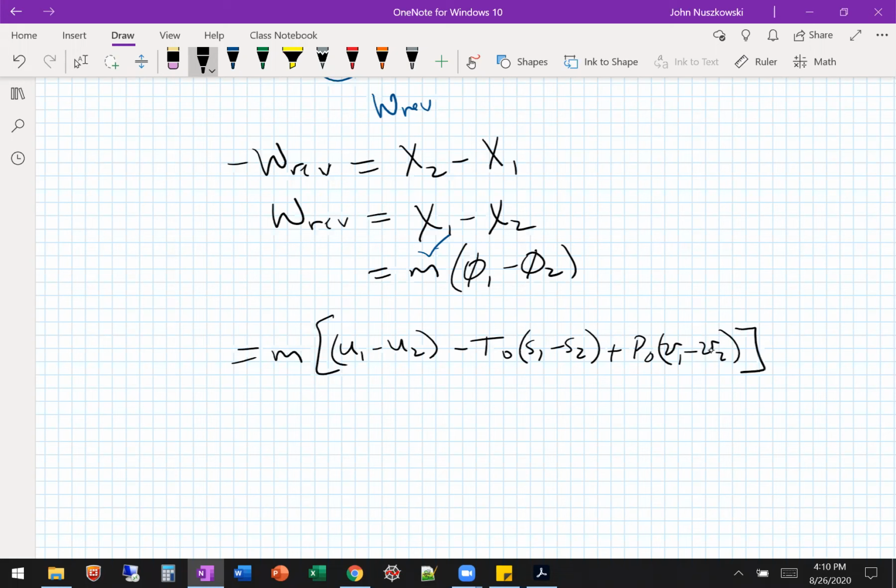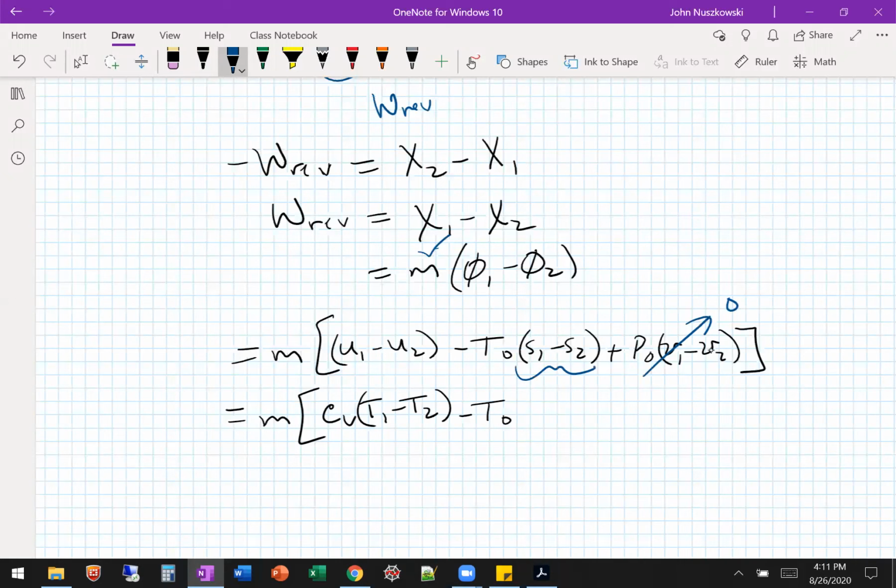Okay. We have no volume change again. We already used delta U, all right? That's Cv (T1 minus T2). Now we've got to figure out delta S, right? And it's just another property change, right?